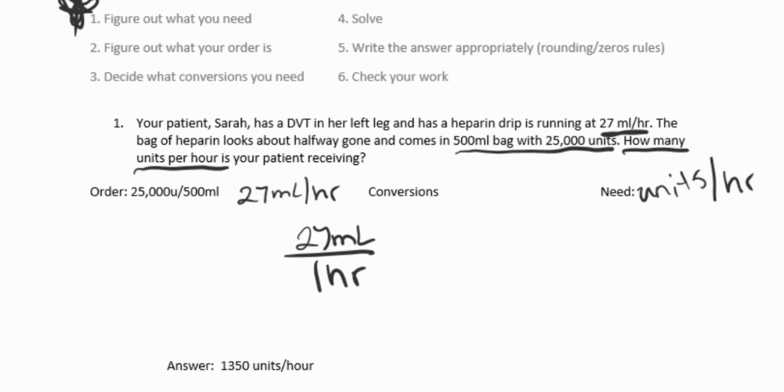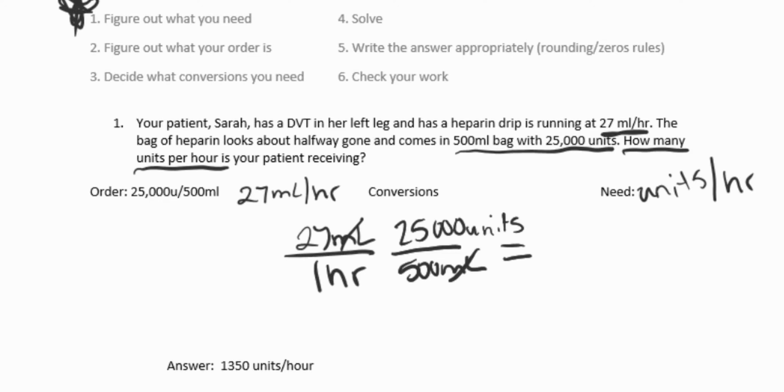Now we know we have a 500 ml bag with 25,000 units. So we're going to put our 500 ml bag down here so we can cross these off, and this is 25,000 units. Now we are going to multiply across the top and then multiply across the bottom, divide the 2, and we will get our units per hour.